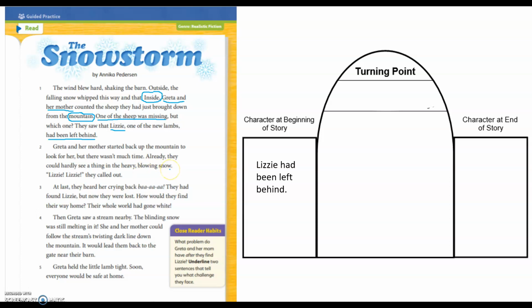So what's the first thing that Greta and her mother do to react to their problem? The first thing they do is they react using their actions. They start back up the mountain. "Lizzie, Lizzie," they called out. So what's the next thing that they do in response to their problem? So first they respond through their actions by starting back up the mountain, and then they respond through their words. And they yell, Lizzie, Lizzie.